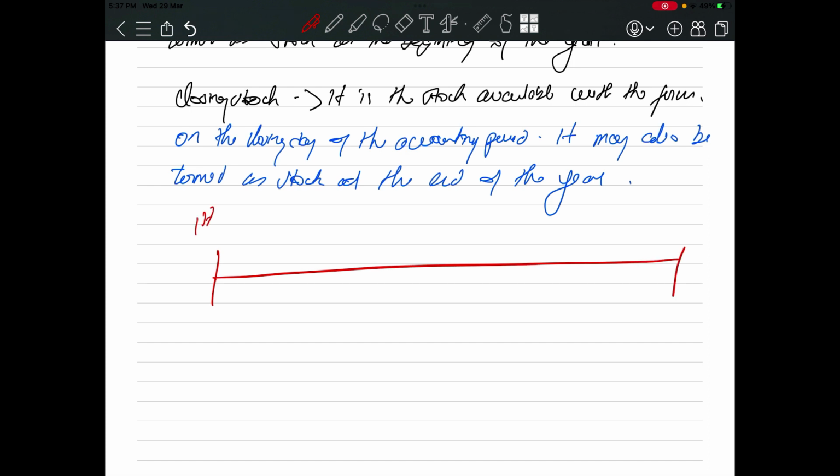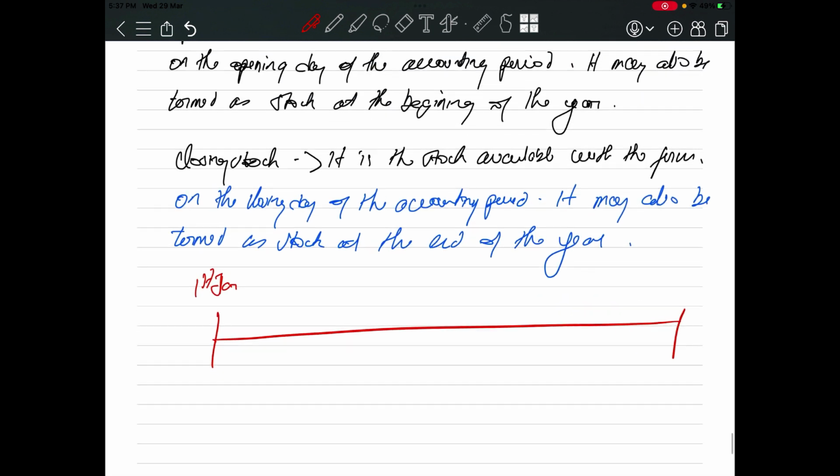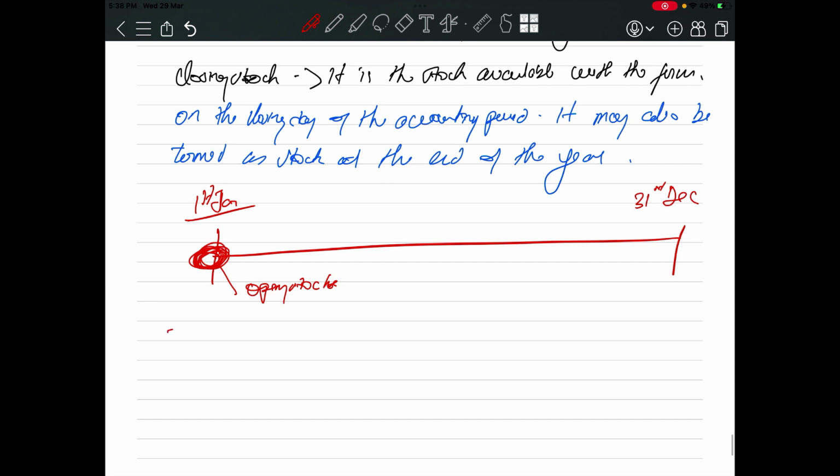See, this is the beginning of the year, the opening day of the accounting period, the 1st January, right? And this is the closing day, 31st December, right? Now whatever stock you have at this point will be called your opening stock. Simple. So for example, you are in the business of selling mobile phones.